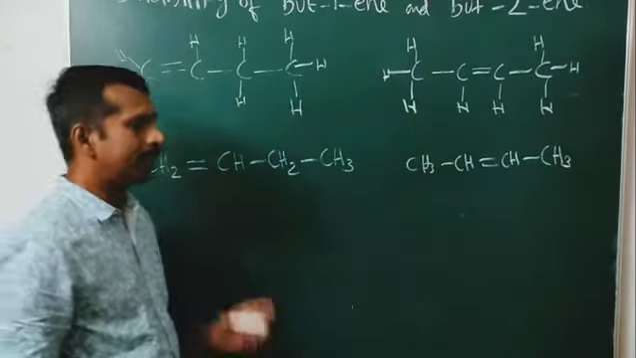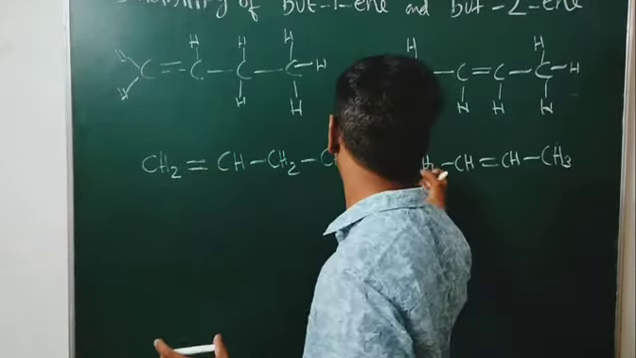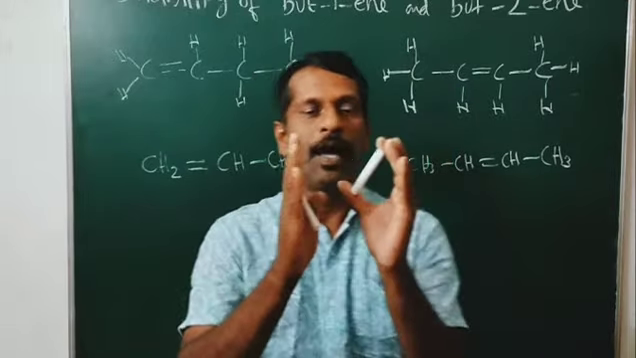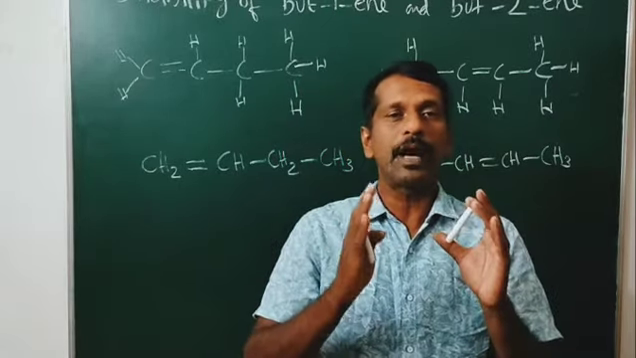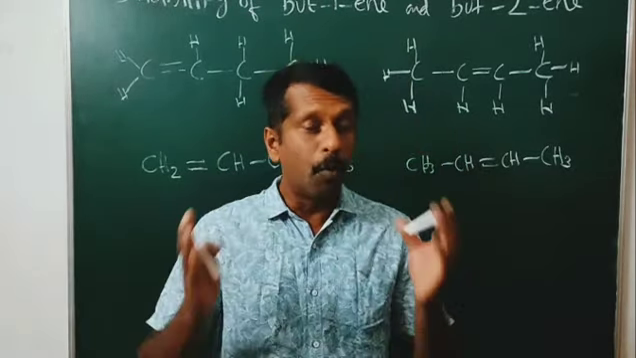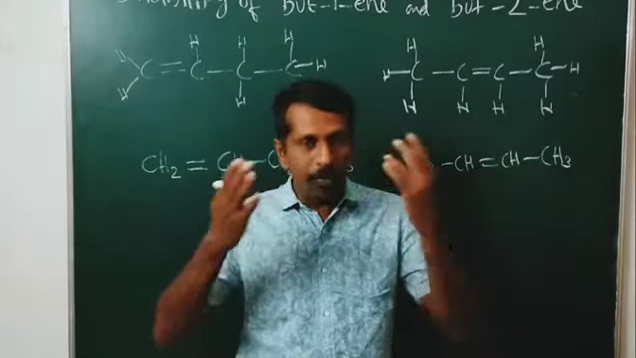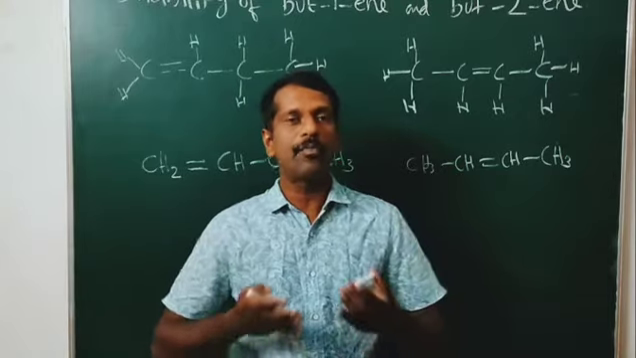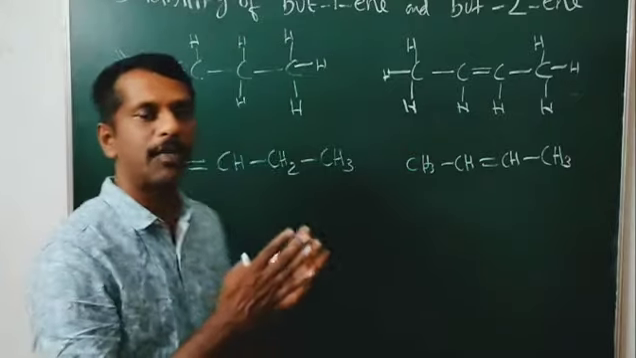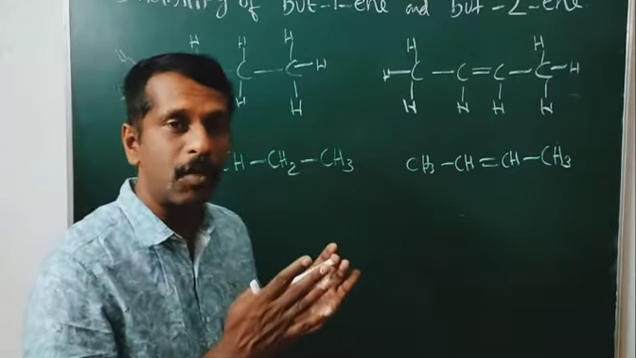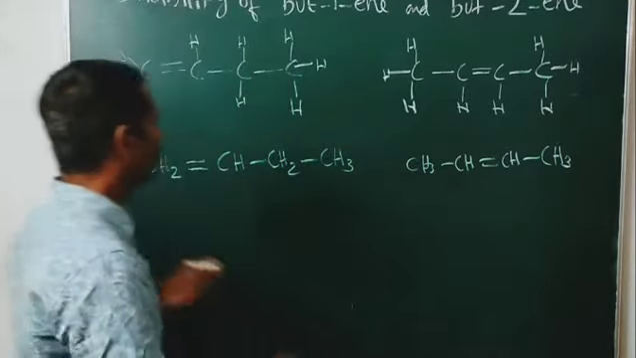Okay, now let us see which one is more stable, but-1-ene or but-2-ene, on the basis of hyperconjugation interaction. Last class we studied that the more the number of alpha hydrogen atoms, the more will be the canonical forms. When more canonical forms are available, it is more stable. So first let us find out which compound has more alpha hydrogens. Look at here.